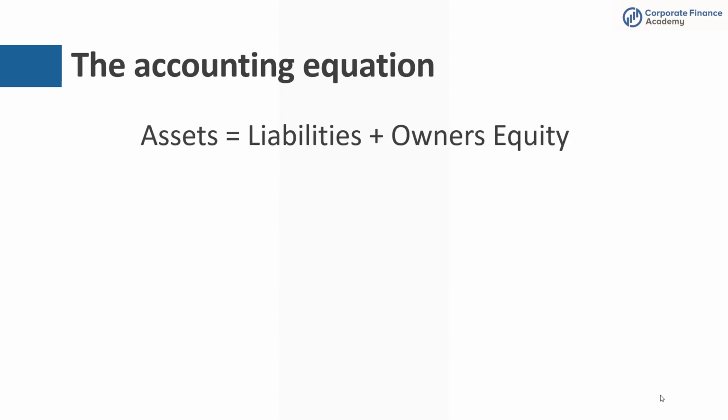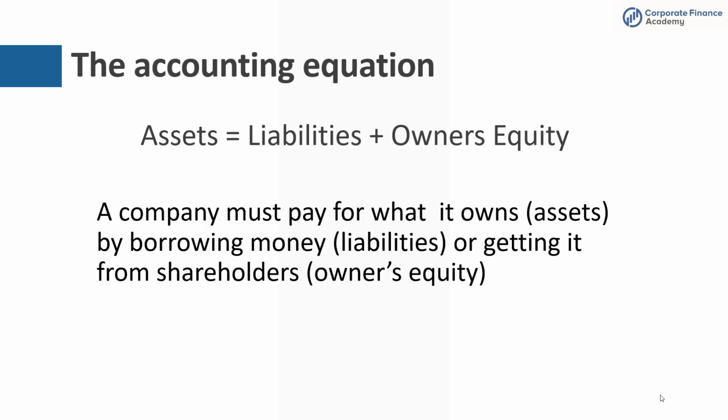So the accounting equation, if you've taken an accounting class before, you'll know that assets equal liabilities plus owner's equity. At the end of the day, a company must pay for what it owns by borrowing money or getting it from shareholders. So an owner or several owners or stockholders who injected money into the company.